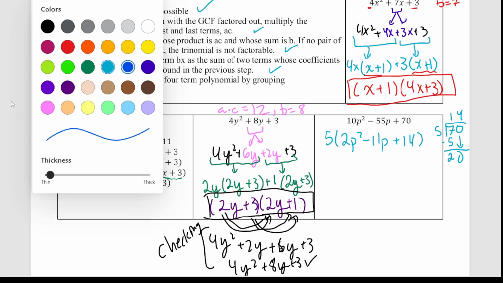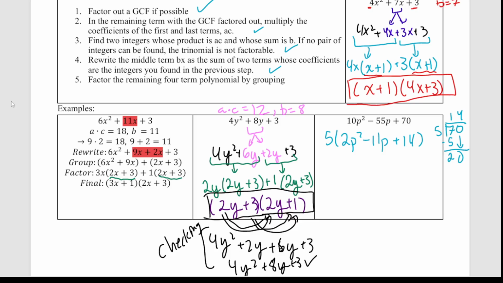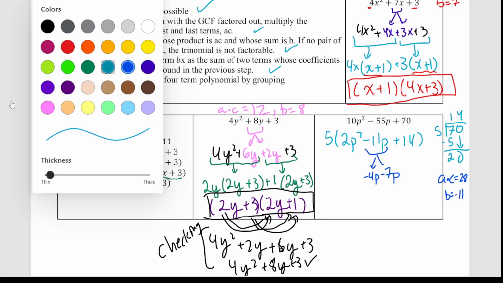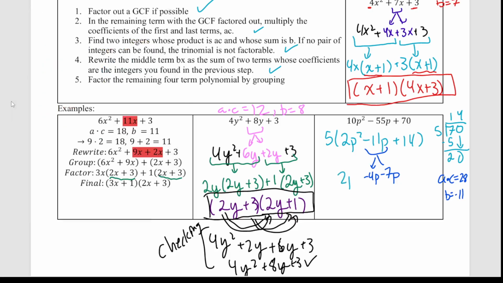Now, in the remaining term, we again want to ask ourselves the same question. So what's going to multiply to a times c, which in this case is 2 times 14, which is 28, and add to b, which in this case is negative 11. That's going to be negative 4 and negative 7. That's going to multiply to 28, add to negative 11. And I'm just going to drop down all of our other terms.